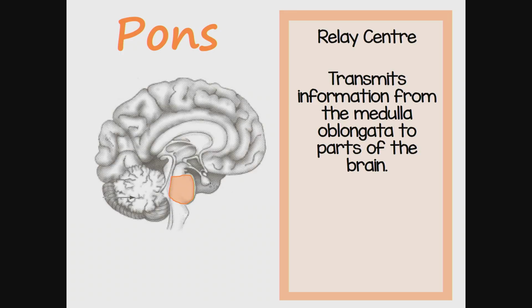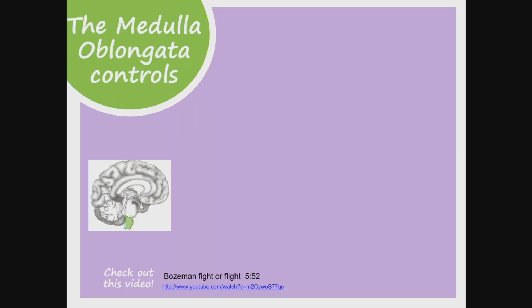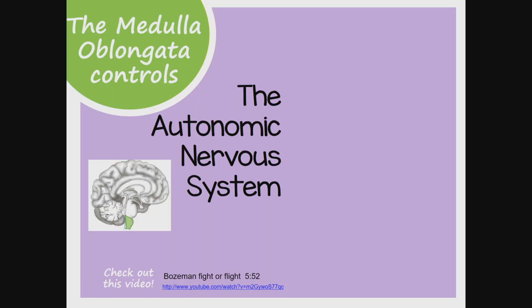The pons is a relay center. It transmits information from the medulla oblongata to the parts of the brain. The medulla oblongata controls the autonomic nervous system.